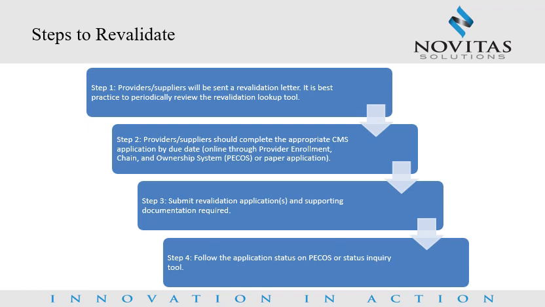Steps to revalidate. Here is a high-level overview of the revalidation process. Providers and suppliers will be sent a revalidation letter. It is best practice to periodically review the revalidation lookup tool. Once providers and suppliers receive the letter, they should complete the revalidation application online or by paper. Then submit all applications and supporting documentation. Track the status of the application on Provider Enrollment Chain and Ownership System, or PECOS, or the Status Inquiry tool.